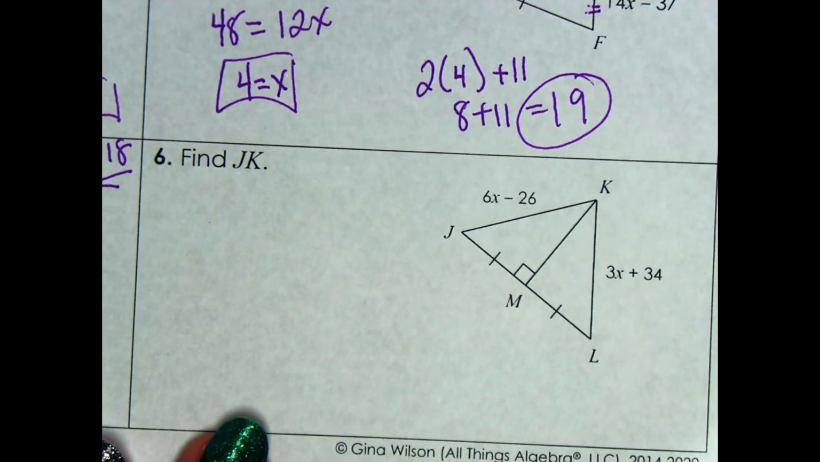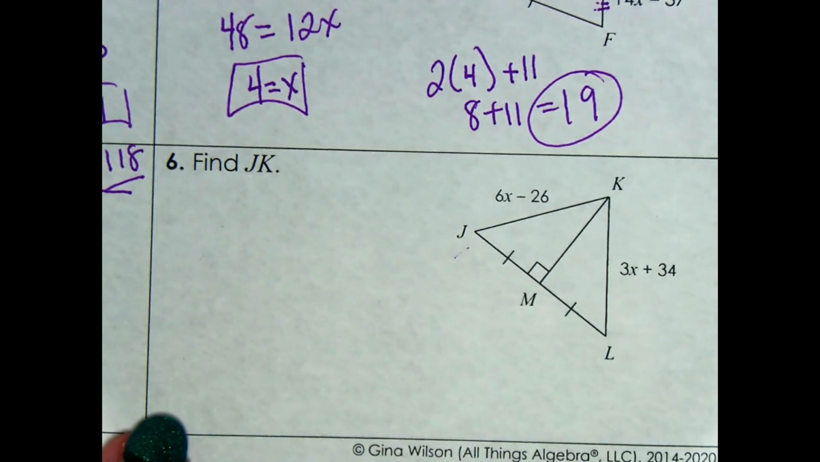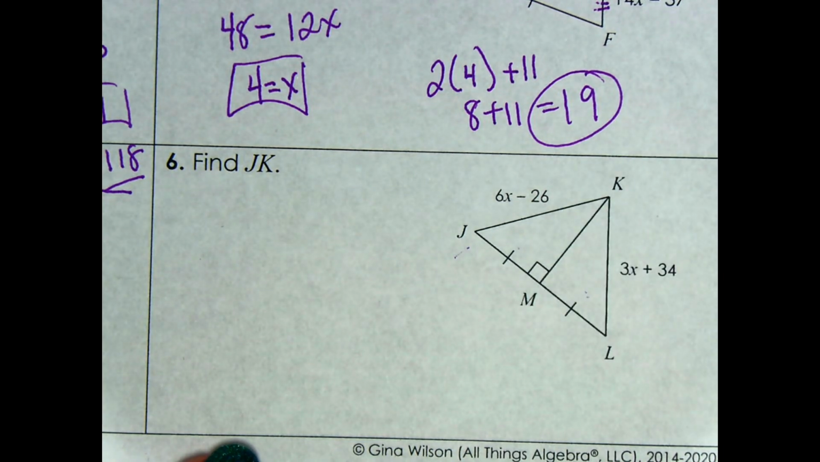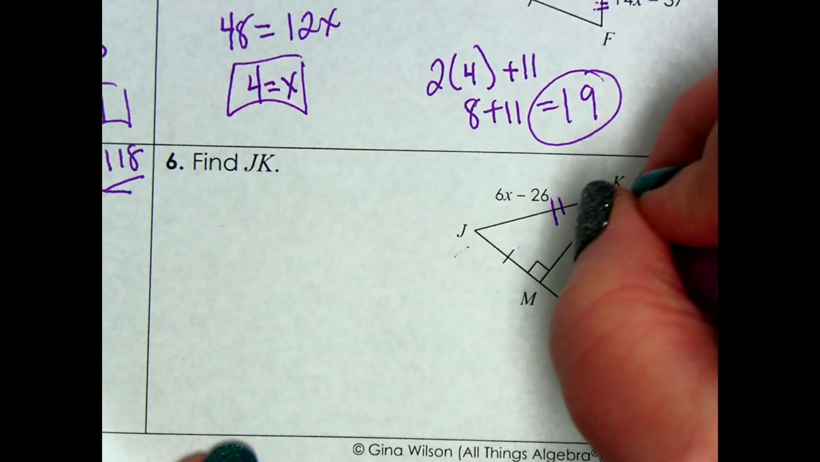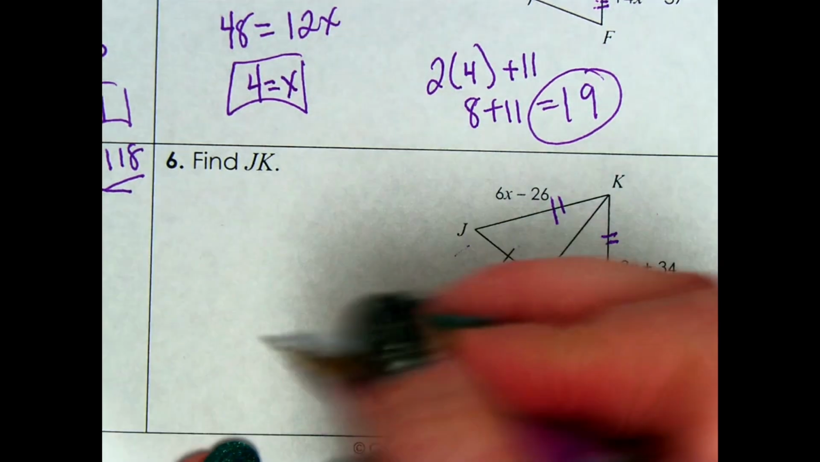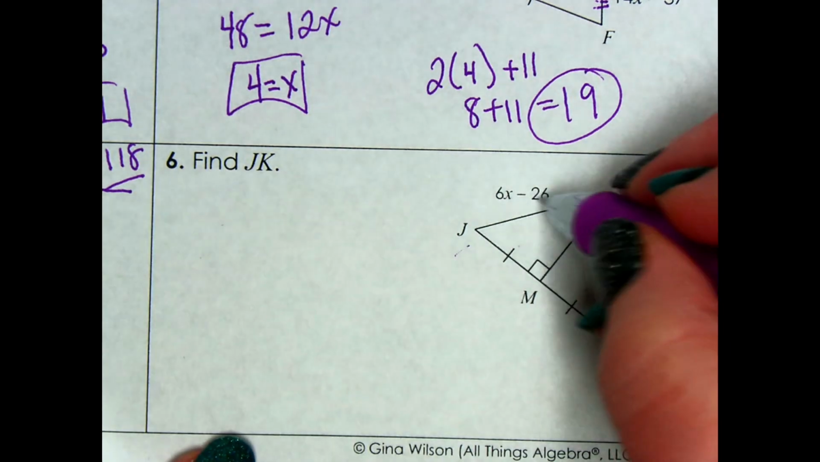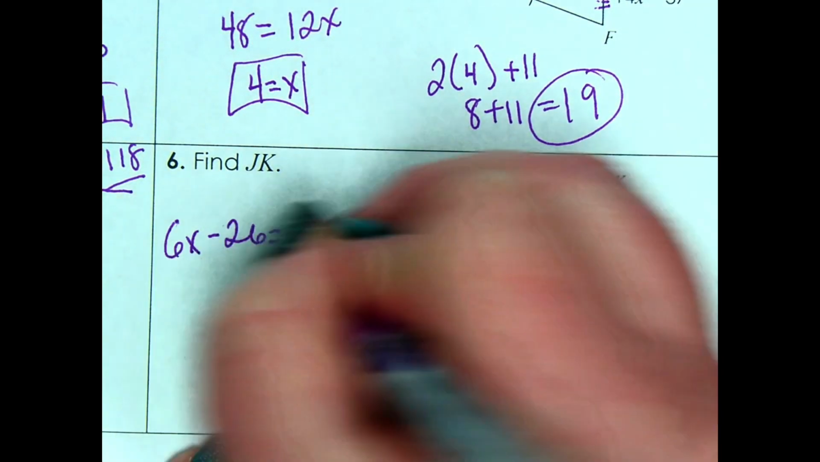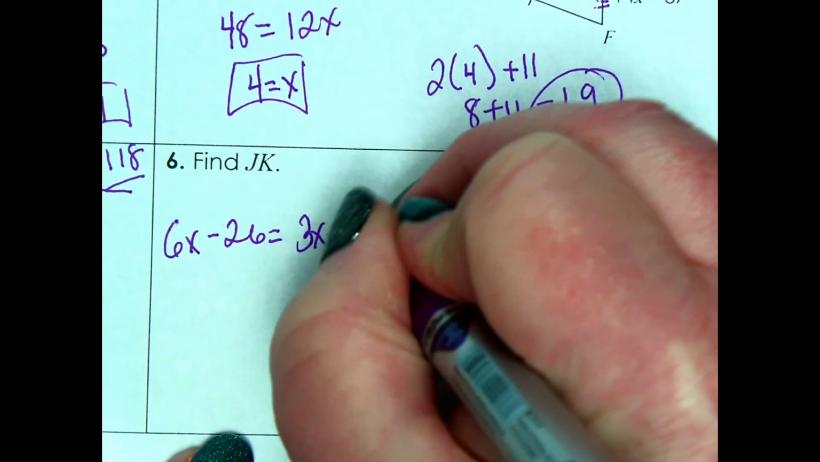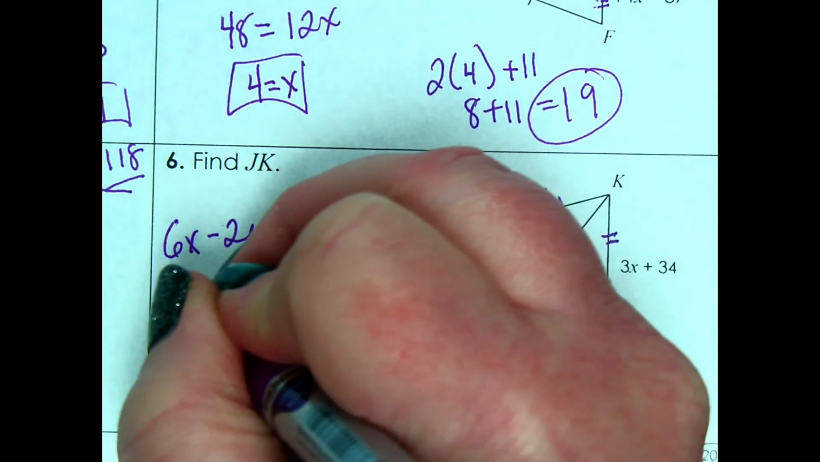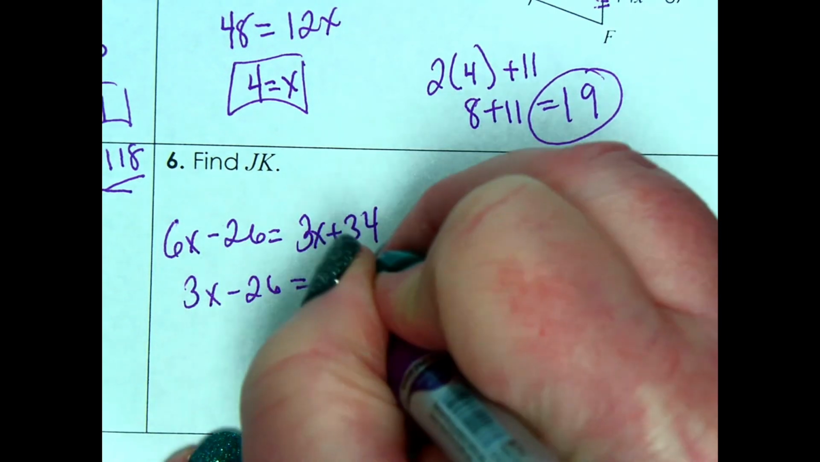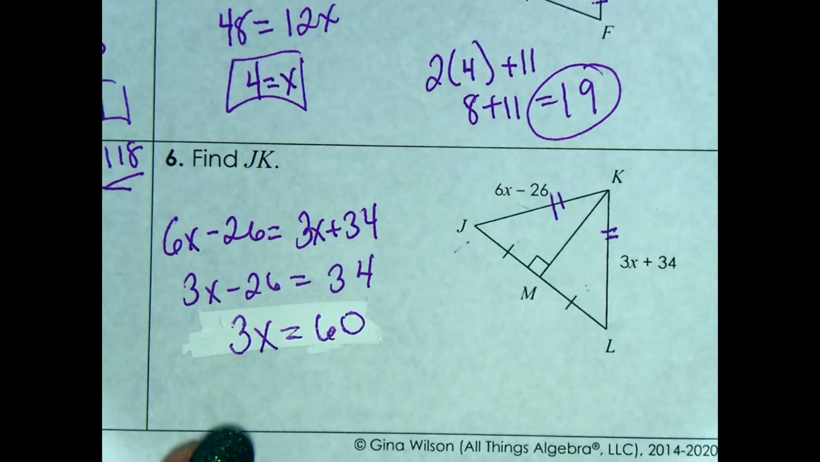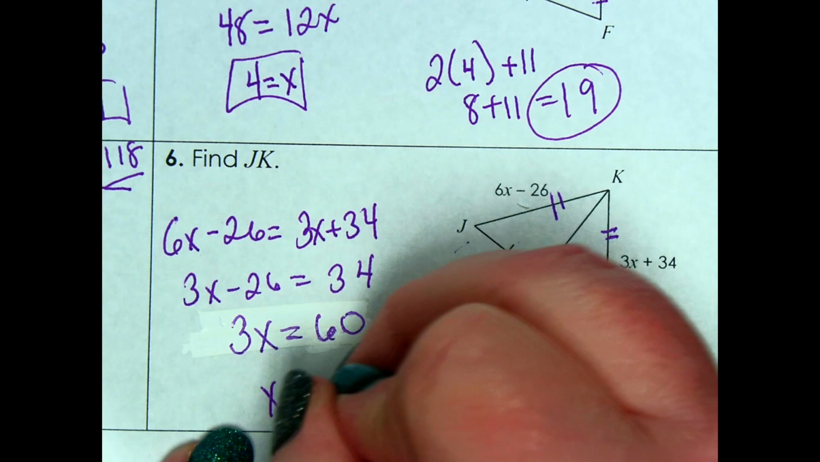So question 6 is asking me to find segment JK. So since this is bisected and this is perpendicular, I know this is a perpendicular bisector, which tells me that these sides JK and LK are congruent, and I'm going to continue to do what I've been doing, which is to set these equations equal to each other. 6x minus 26 is equal to 3x plus 34. I subtract 3x from each side. I get 3x minus 26 is equal to 34. Add 26 to both sides, and I get 3x is equal to 60. I divide by 3, and I get x is equal to 20.